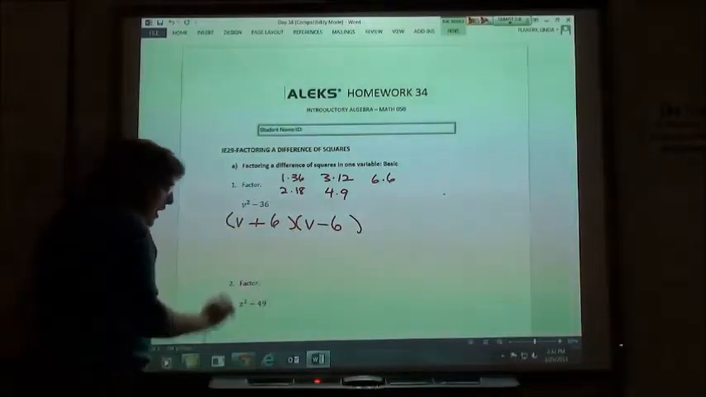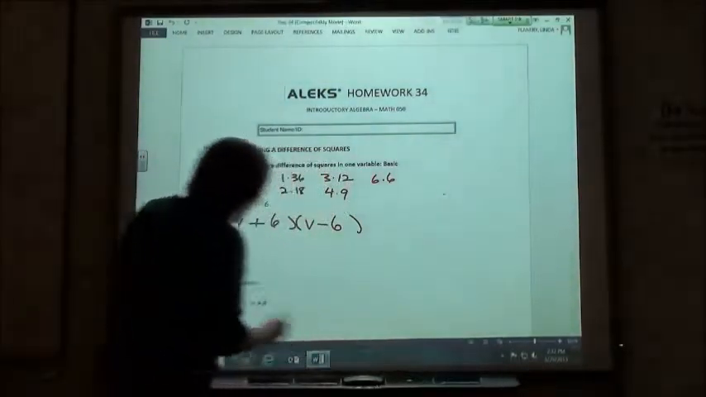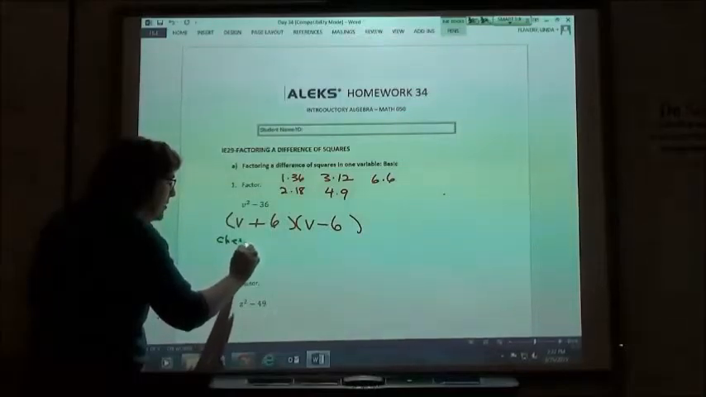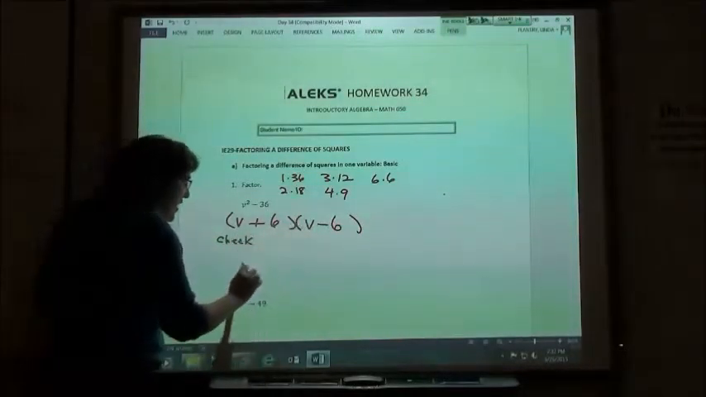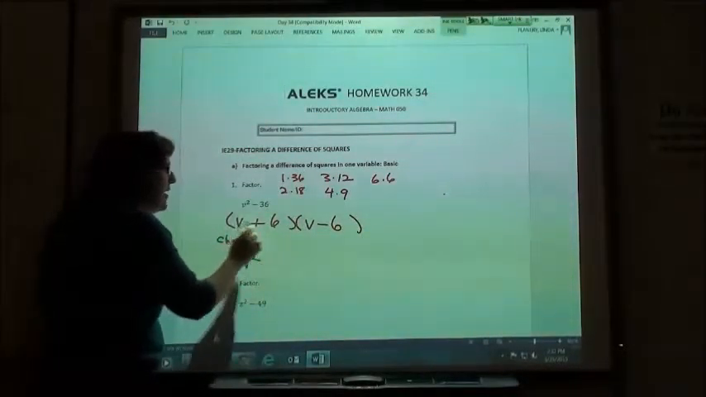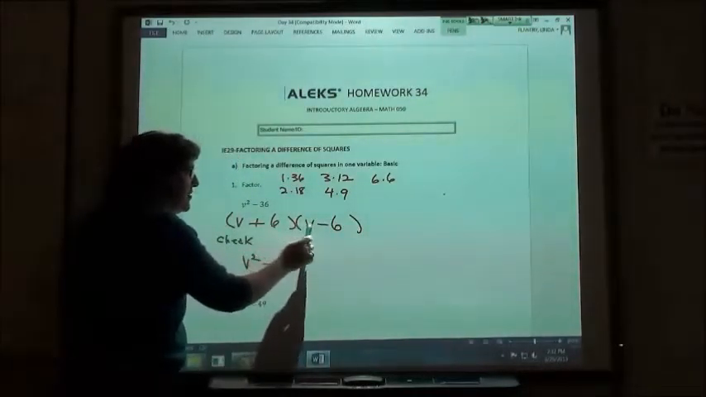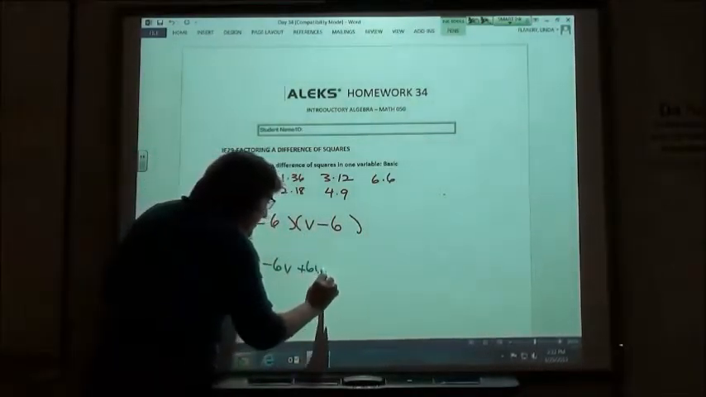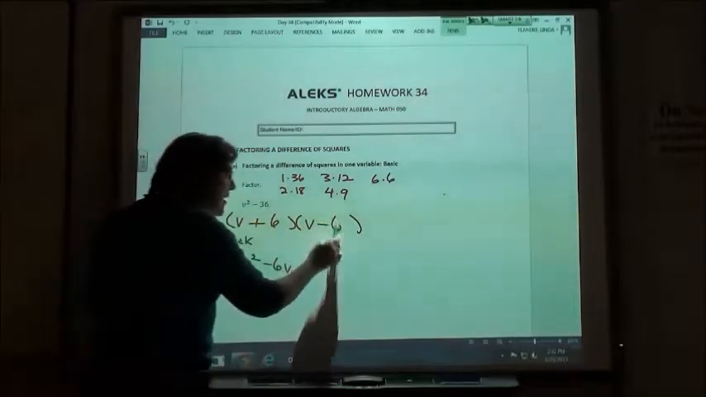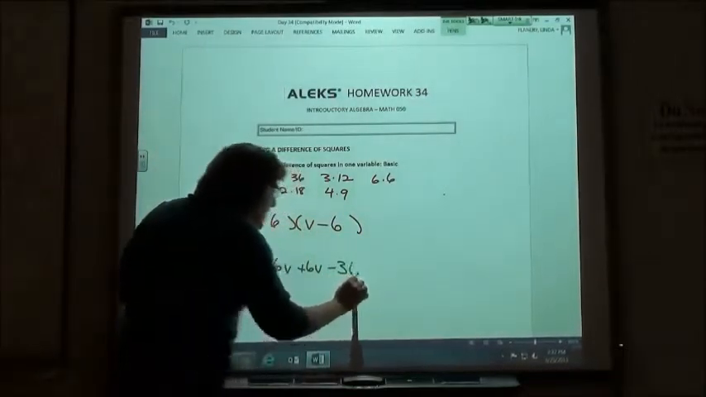If we wanted to check it, we would just FOIL it out. And so v times v is v squared. V times a minus 6 is minus 6v. Positive 6 times v, so positive 6v. Positive 6 times a negative 6 is my minus 36.